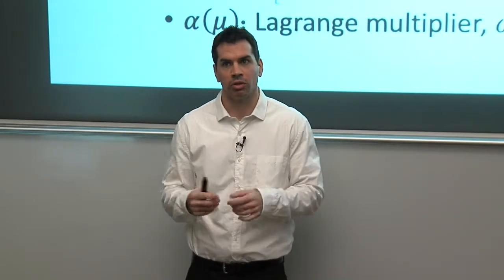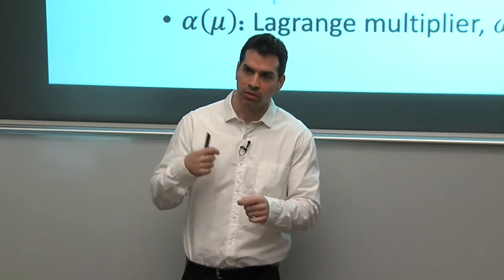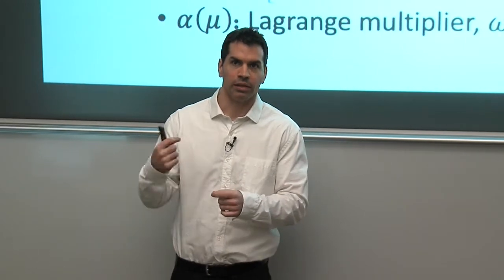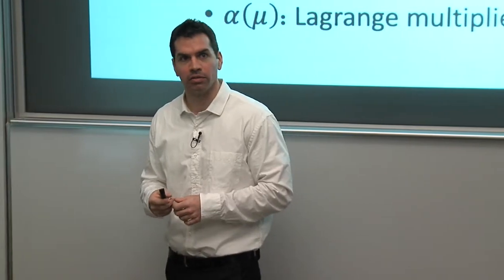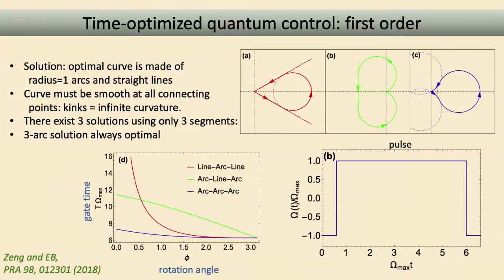So you tell me what your maximum pulse amplitude is, I constrain my curvature, and then I try to find the shortest curve that has zero vanishing area without violating that curvature constraint. So this is a classic example of variational calculus. And so you can set up a variational calculus problem. You can write down this function that you need to minimize. And basically, you're just putting in the length of the curve and the constraint on the curvature. And it turns out that this variational calculus problem has a really simple solution.